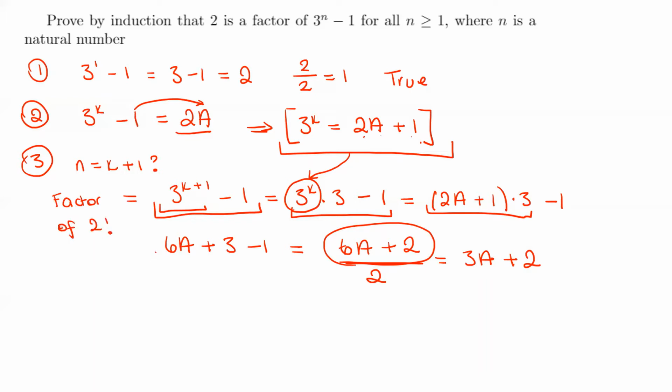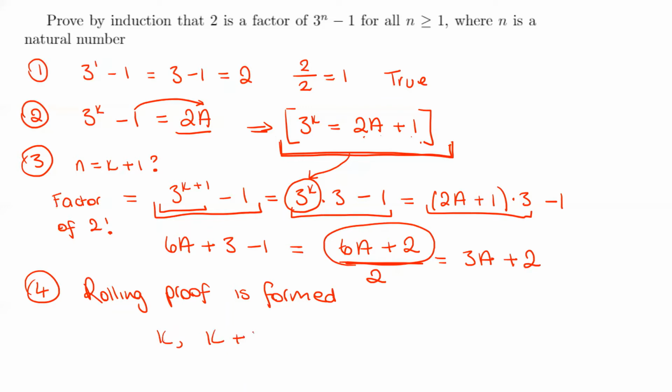So from this, we know that it's true for n is equal to k, and we just proved that it was true for k plus 1. So our final step then in our proof by induction is stating a rolling proof is formed. Because we know it's true for k, and we know it's true for k plus 1. And k can just be any value. So for example, if k was 2, we know it's true for 3. If k was 3, we know it's true for 4, and so on. And you can go on forever and ever.